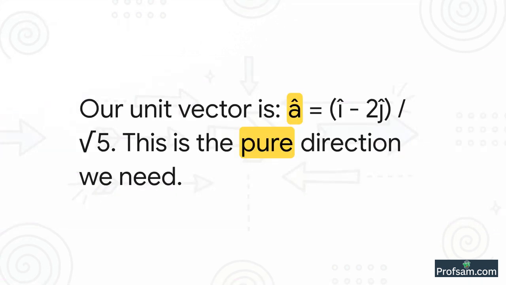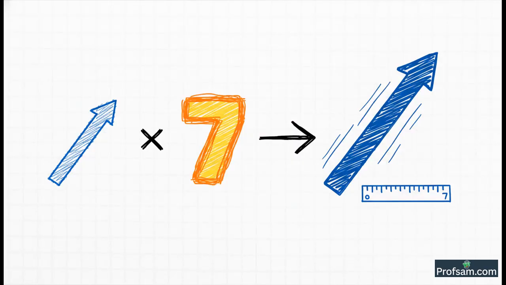Now we can finally create our direction blueprint. We just divide our original vector by this magnitude. So our unit vector, A cap, is i hat minus 2j hat, all divided by root 5. We now have the pure direction, isolated. We are so close to the finish line. We have our pure direction, which we know has a length of 1. Now all we need to do is give it the power, the magnitude that the question asked for. And what was that? It was 7. It's time to apply the boost.